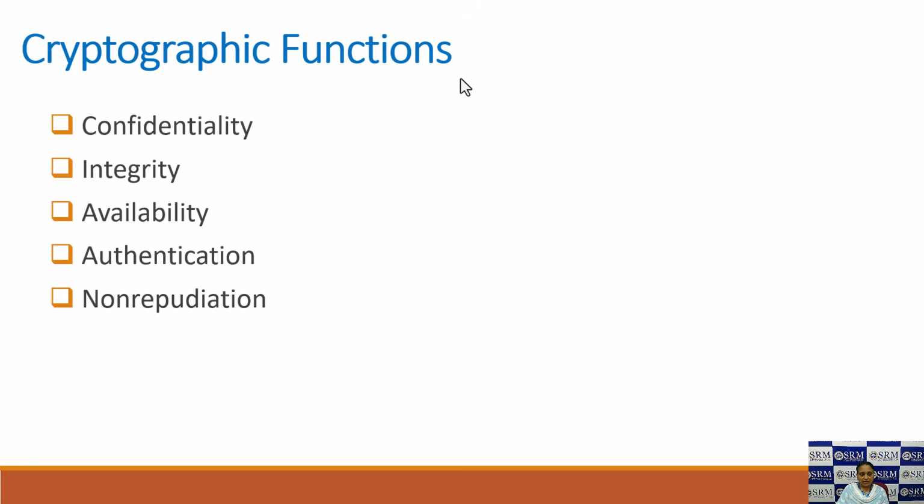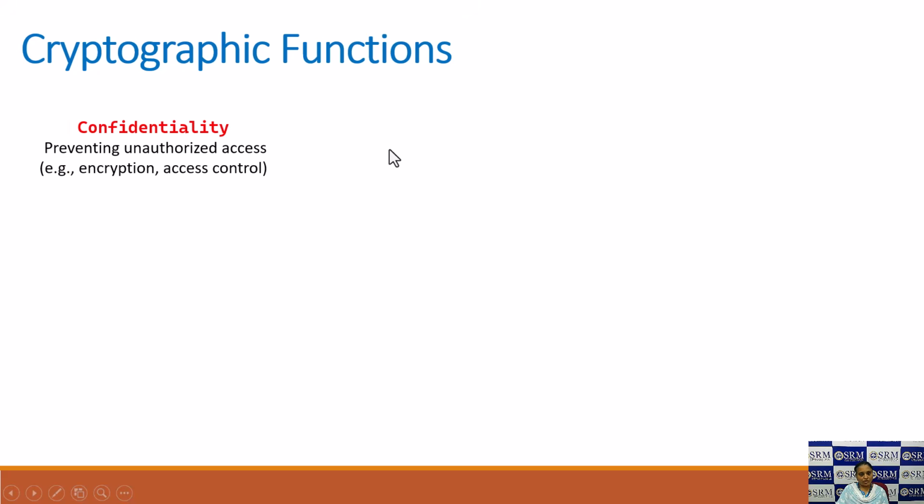Before that, we have to understand what cryptographic functions are. These are the 5: confidentiality, integrity, availability, authentication, and non-repudiation. For these functions only, we are going to use encryption algorithms. So what is confidentiality? Preventing unauthorized access. Encryption will be applied here. That means when 2 peers are communicating among themselves, that message should not be leaked, overheard, or eavesdropped by others. So we have to apply some encryption algorithm, converting the message into ciphertext or some other form, so that any third person is not able to read it.